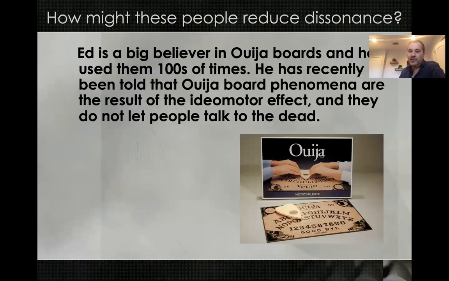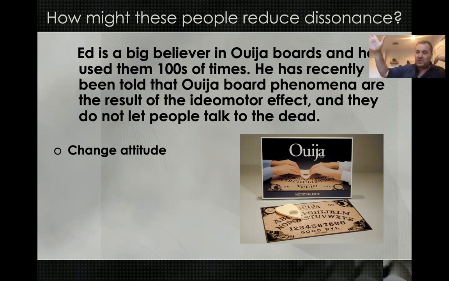So how might he reduce his dissonance? Let's look at a couple of possible ways. Well, first off, Ed could change his attitude. So if his attitude is that Ouija board phenomena are the result of the ideomotor effect, he could simply not believe my explanation, right? He can dismiss my explanation and still continue to believe that in fact, it's dead people and ghosts that are moving that planchette around. That's possible. Now you should note that that sounds quite similar to confirmation bias, right?